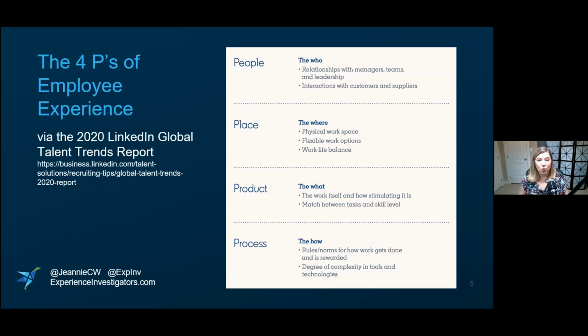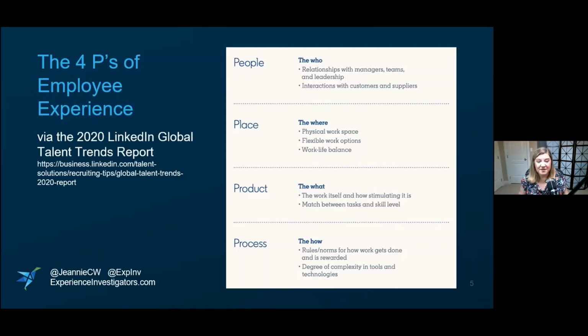The product, what are we actually doing? What is the work? Is it stimulating? Is it something that we feel really engaged in? And then the process of, if I am following the rules, I want to make sure everybody else is following the rules, and I want to make sure the rules are not prohibitive to me being creative and innovative and all of these things that we want our employees to be.